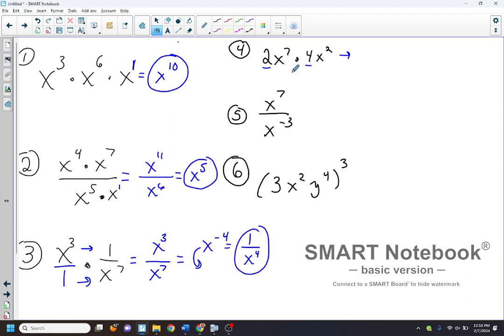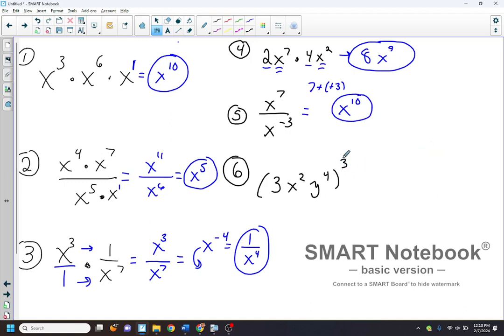So this one, 2 times 4 is 8. Notice how they're normal numbers, so I'm not adding them. I'm just straight up multiplying them. But the x's get together. 7 plus 2 will be x to the 9. So remember, normal numbers still work normally. Here we have 7 divided by negative 3. So we're going to subtract, which is technically 7 minus negative 3, or 7 plus 3. So it's going to be x to the 10.